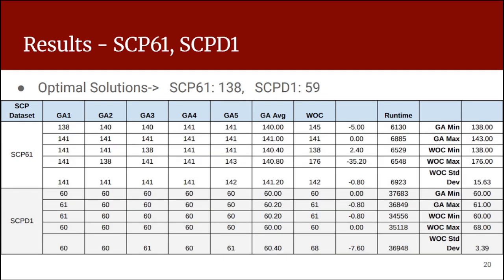Here's the next set of data, the SCP-61 and D1. This is notably the only run in which the WOC actually produced an improvement over the average GA. You can see on SCP-61 there, and it did actually find the optimal result, 138. But again, just very consistent results across these data sets.